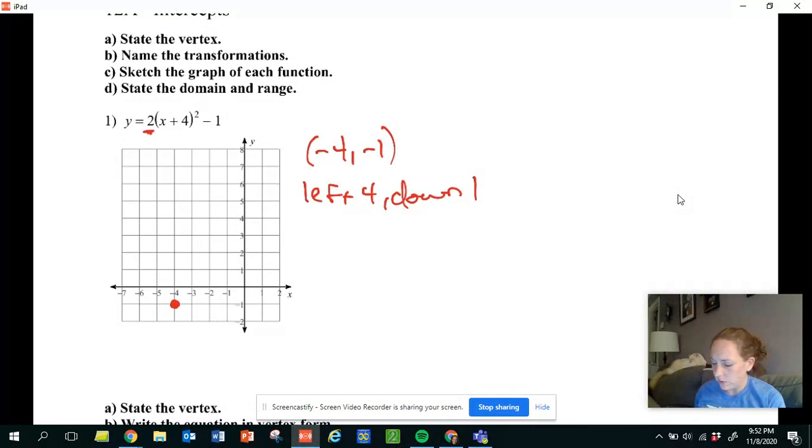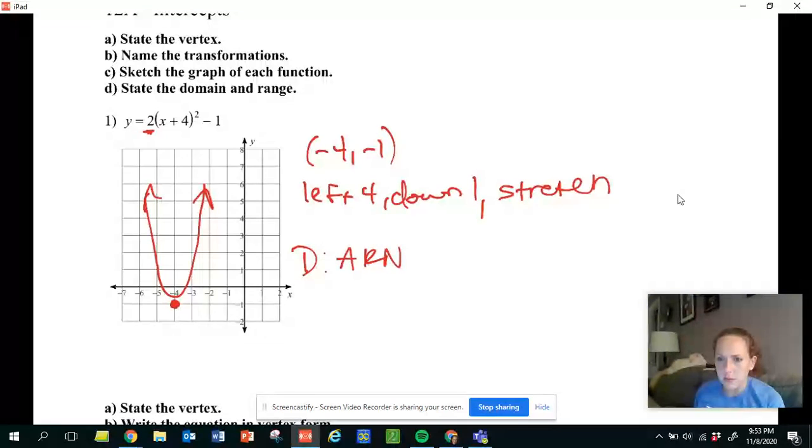And because of that 2 in the front, I know that it's a stretch, which makes it more narrow. So it looks like that. Domain for quadratics is all real numbers because it's got arrows on both sides, so it goes to the left and right forever. And range, since everything is above the vertex, I'm going to say that y is greater than or equal to -1.